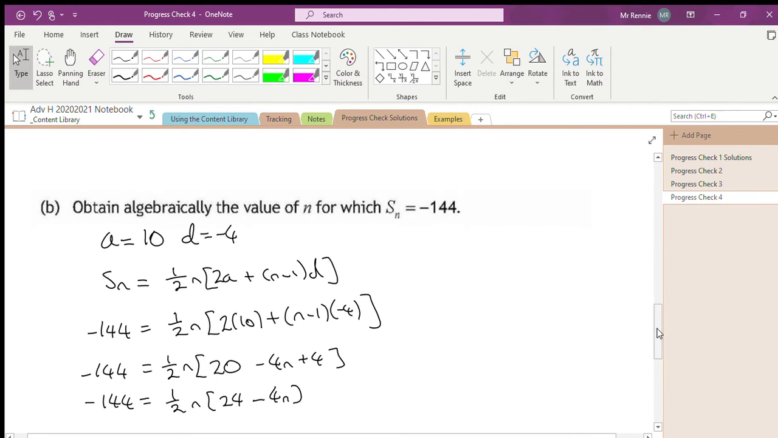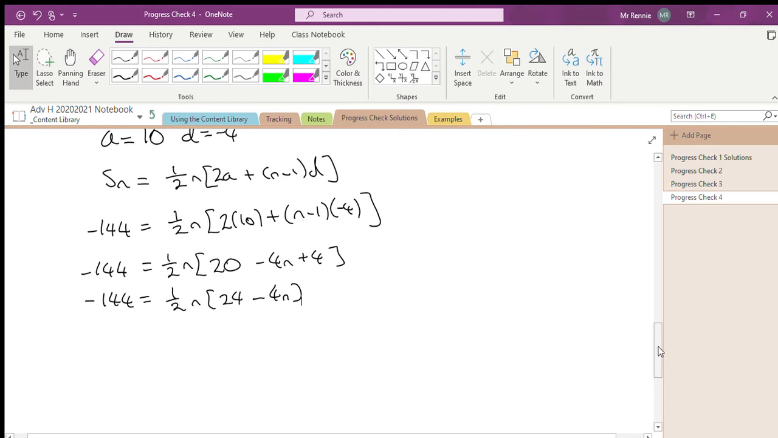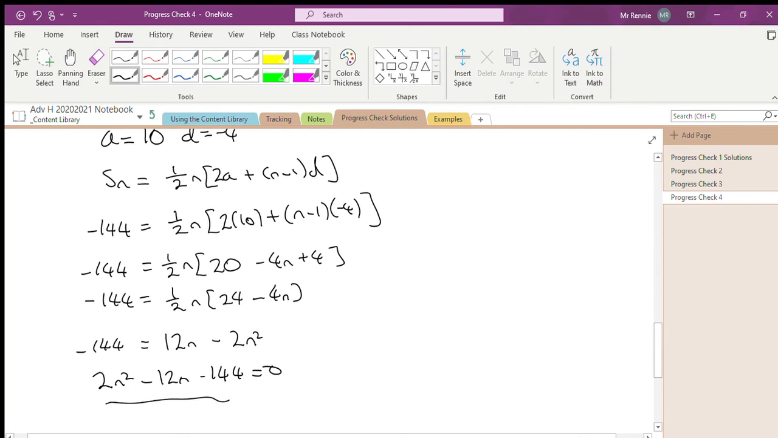Okay, so I've dealt with what's inside that bracket. Let's multiply this out and collect all the terms to one side. So that's going to be 12n minus 2n squared if I multiply that out. If I bring everything over to the left hand side, I end up with 2n squared minus 12n minus 144 equals 0. Okay, so that's what I'm going to be solving in order to work out what value of n this gave me here.